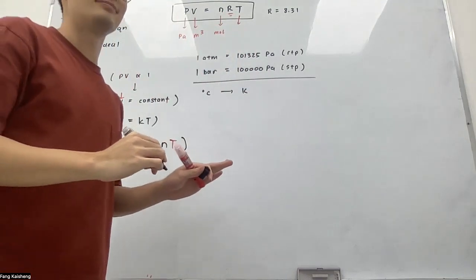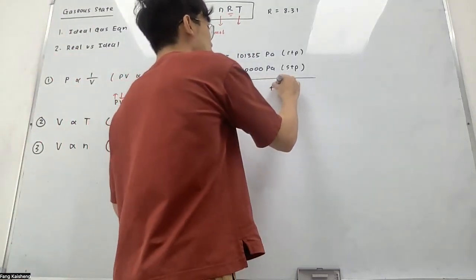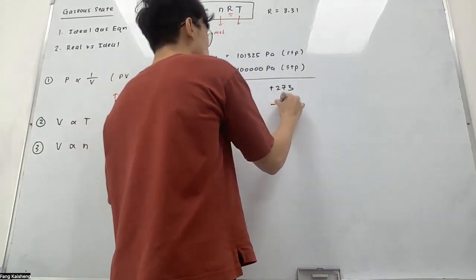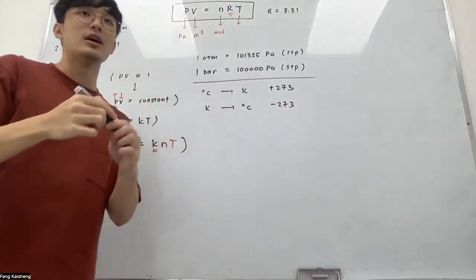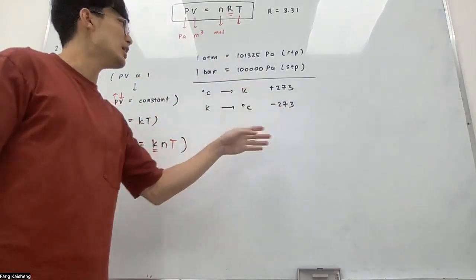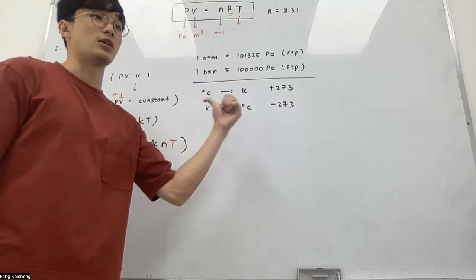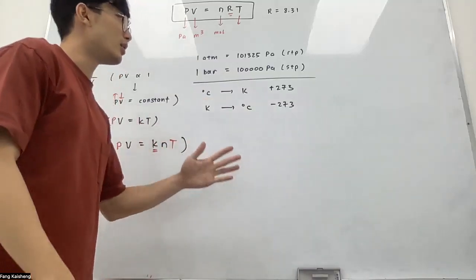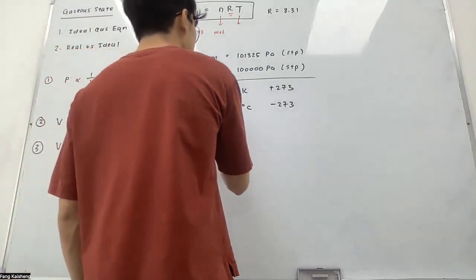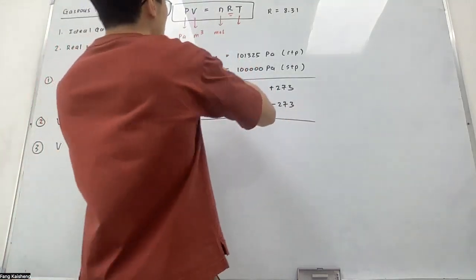Anyone knows? Wrong, it's plus 273. But if you go from Kelvin to degrees Celsius, you minus 273. How do I memorize this? Very simple. C to K is alphabetical order, so you plus. K to C is reverse alphabetical order, so you minus. Very simple. Done. So that's it, no need for Fahrenheit. Temperature must be in Kelvin.